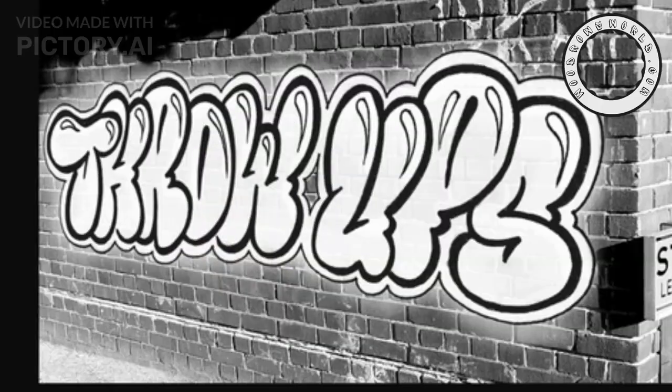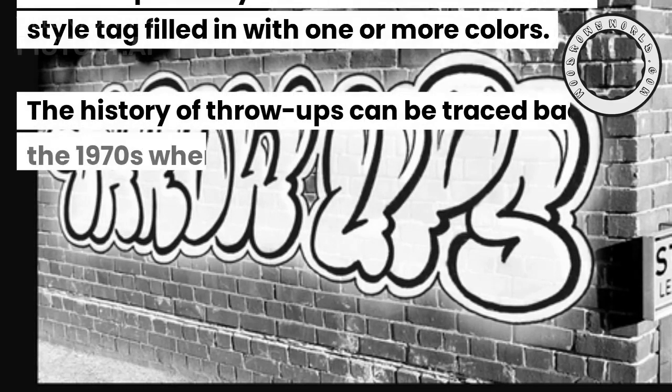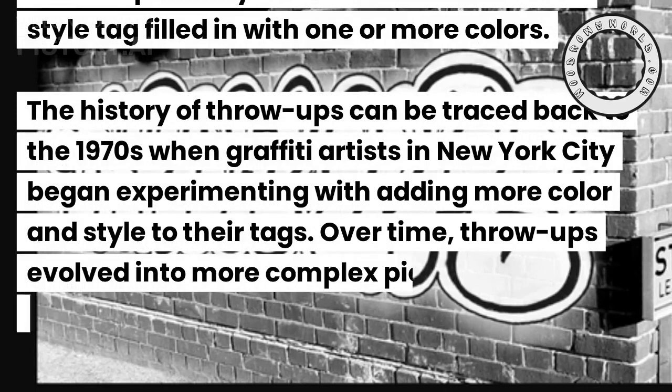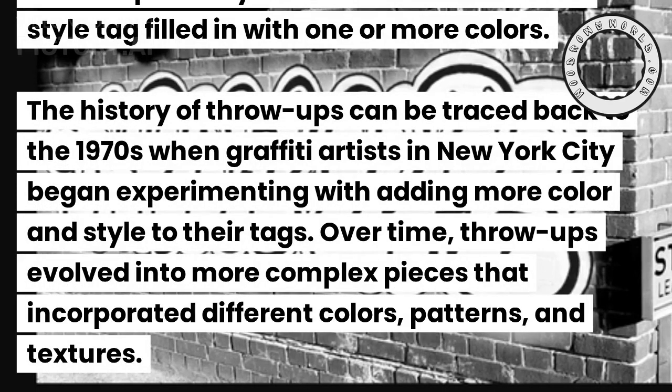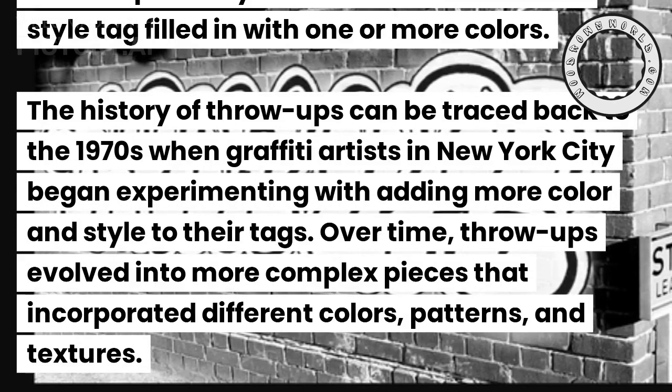A throw-up is a more complex form of graffiti that involves adding color and dimension to a tag. The goal of a throw-up is to make the tag more visible and eye-catching, so it's usually done on larger surfaces like walls or trains. A throw-up usually consists of a bubble letter-style tag filled in with one or more colors.